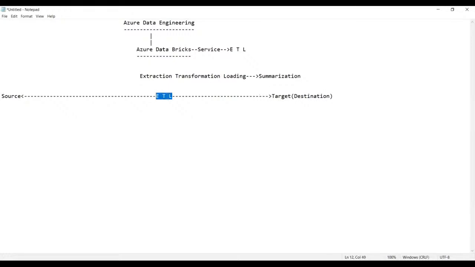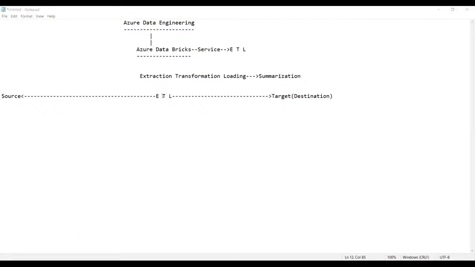Extraction, transformation, and loading is the process which is performed between two things. What are they? The source and the target. Now, guys, even a layman, a person who is not from an IT background, should understand this. That is my main motive for the explanation of all these things.